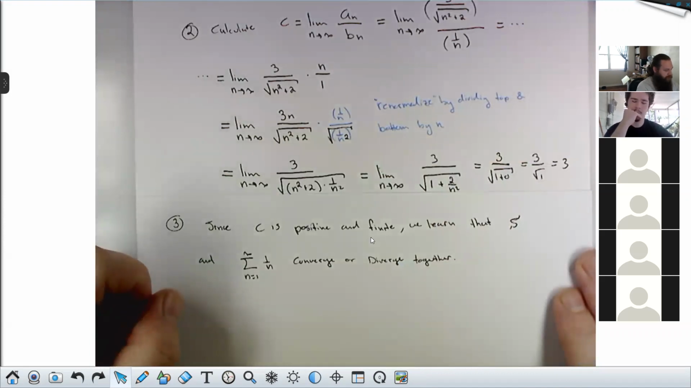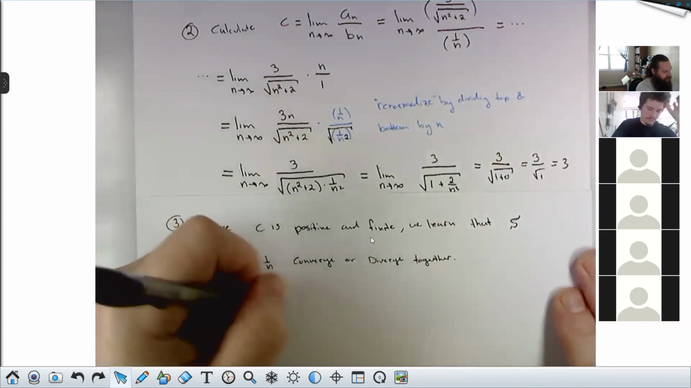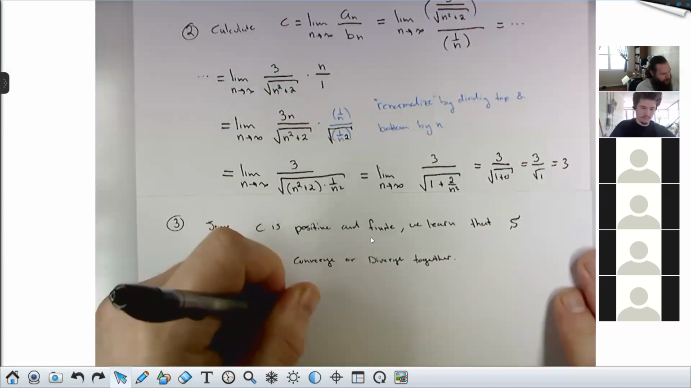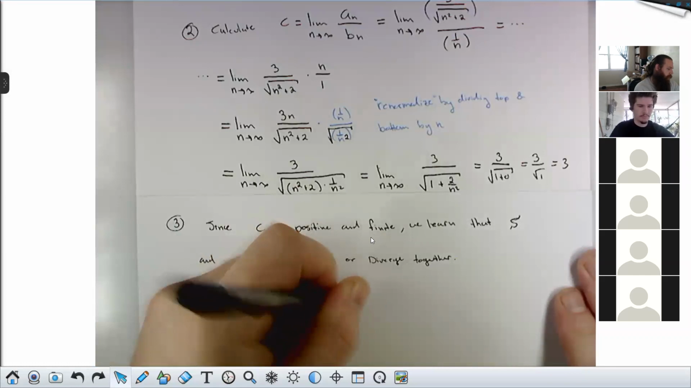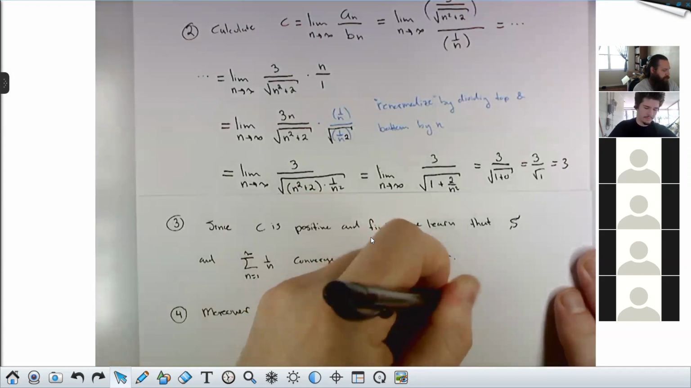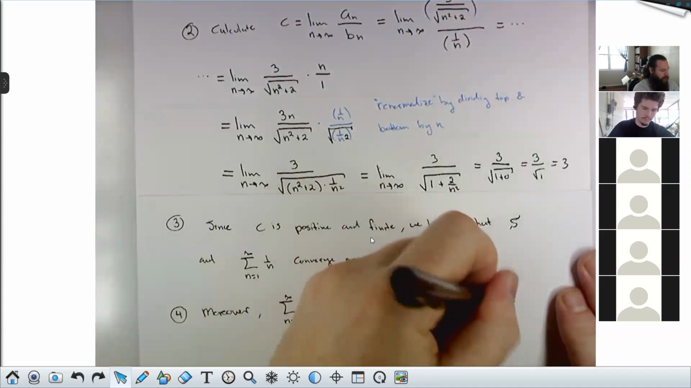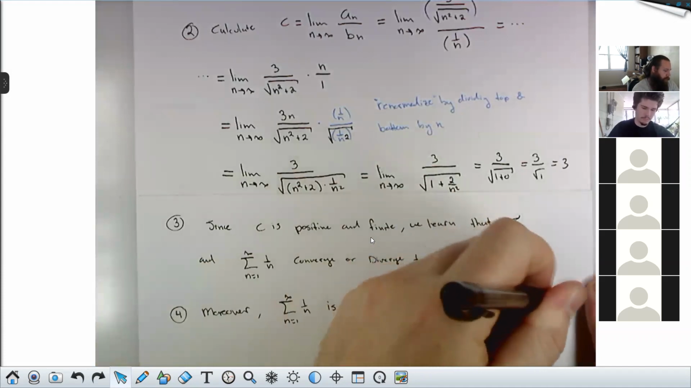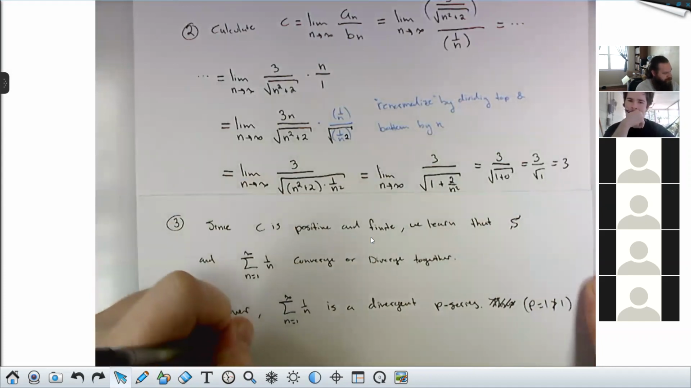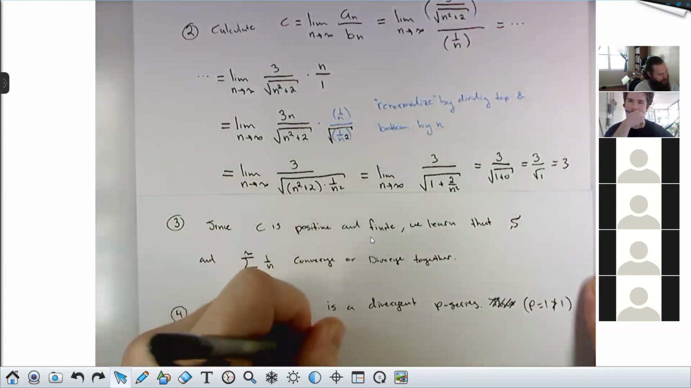Therefore, say moreover, sigma n from 1 to infinity 1 over n is a divergent p-series. Thus, and I guess we should say here why, because P is equal to 1, which is not strictly bigger than 1. Thus, S diverges also.